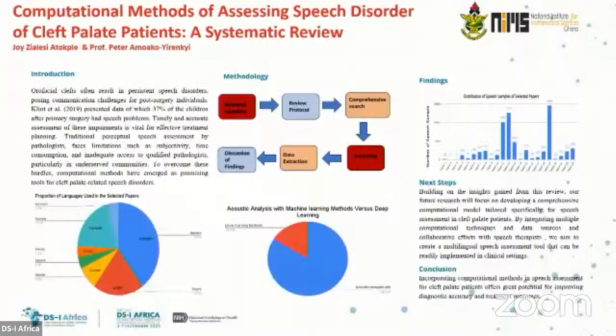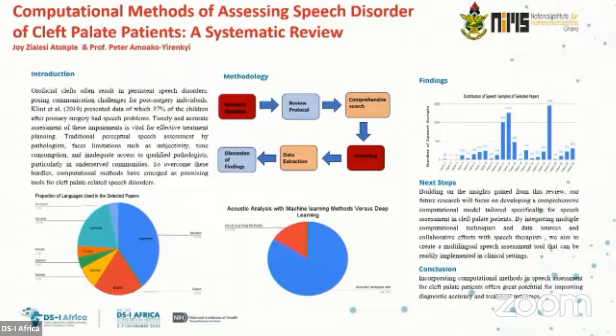Orofacial clefts are the third most occurring congenital deformities in the world. One of the effects of this deformity is that even after the initial surgery to correct it, these patients are faced with speech disorders. And the traditional way of assessing these speech disorders is by a speech pathologist listening to these patients and detecting the errors in the speech.